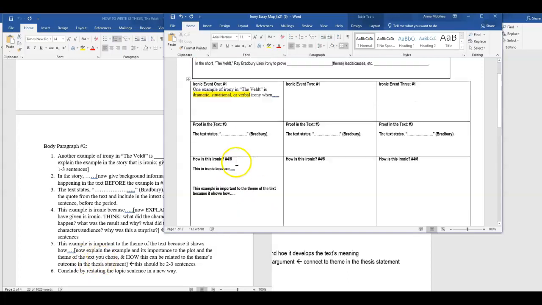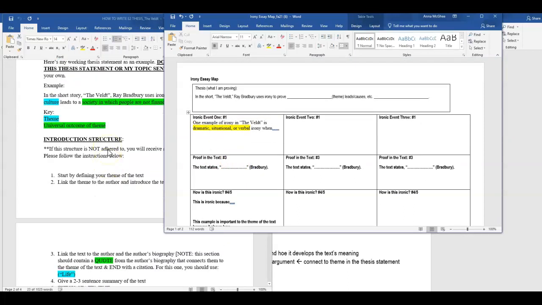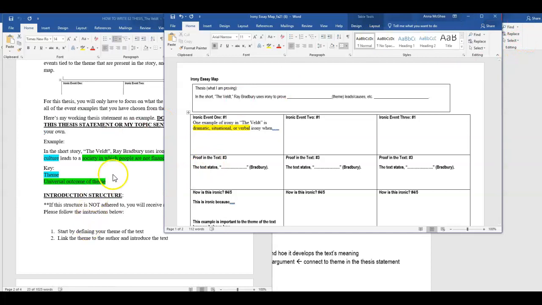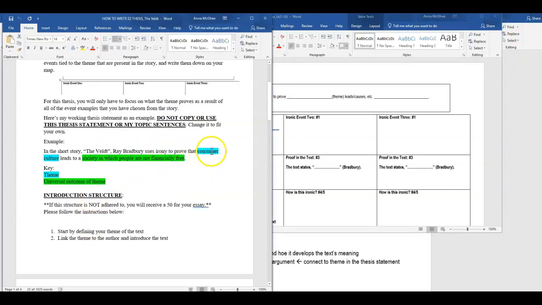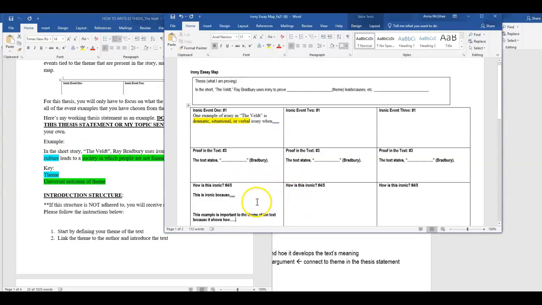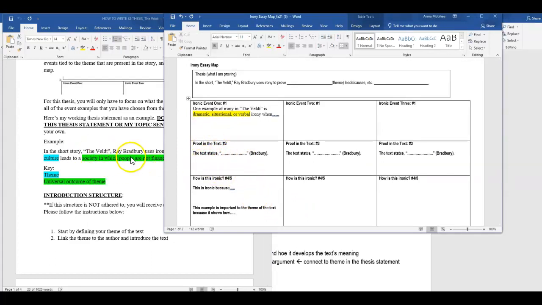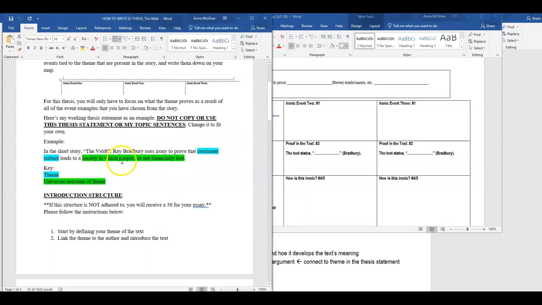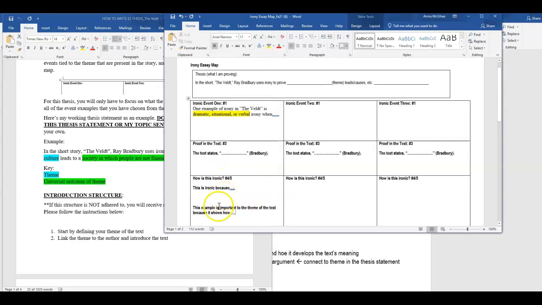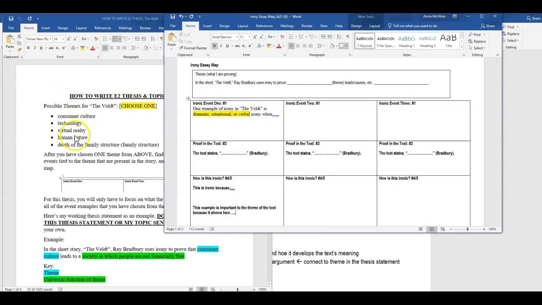Now, this is the part where you will want to connect to your thesis statement. So, if you look at my example, it says, uses irony to prove that consumer culture leads to a society in which people are not financially free. So on my map, I'm going to connect this example to consumer culture and show how it shows this family is not financially free. Okay, now that means that all of your examples have to prove whichever theme and universal outcome that you choose. So again, that is why I would choose your examples first, then let your examples show you to the right theme.